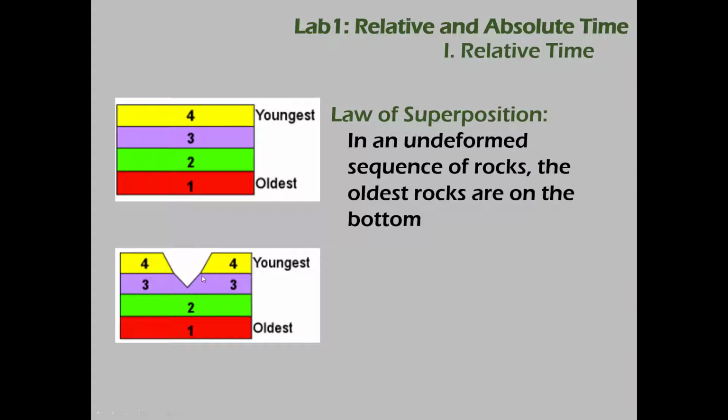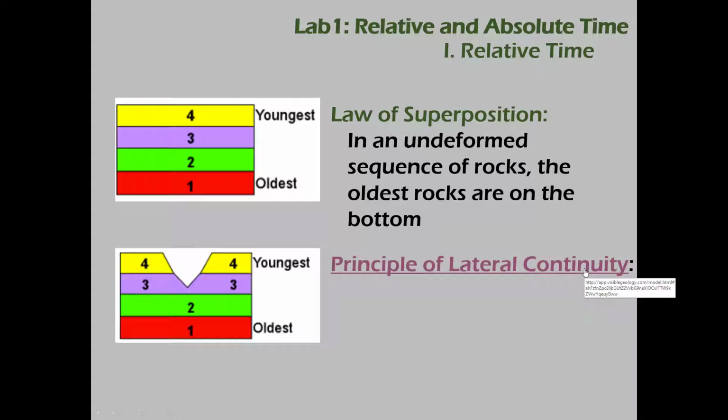And layer 3 we can see underlies the river, but we know that layer 4 used to exist here also, but it has been carved out by river erosion. So this illustrates the principle of lateral continuity. And there's a short video here to help illustrate that.